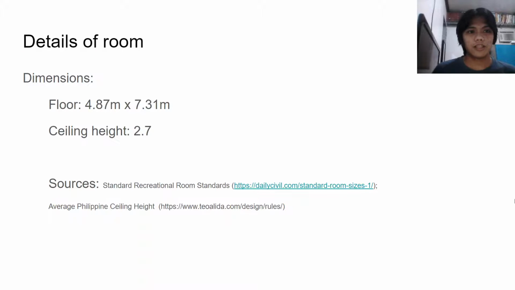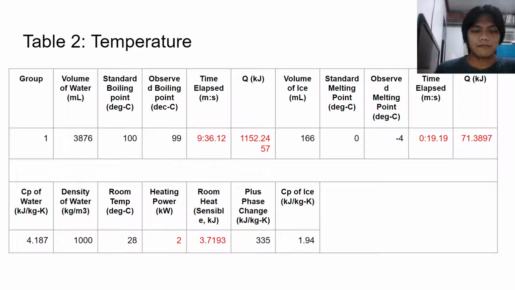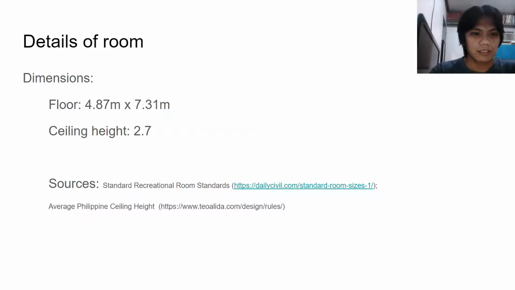And then for the details of the room, this is important for calculating the heat. So we have decided to research it, and on the internet we found the standards for standard recreational room, and the floor area, as stated there, on average, it was 4.87 meters by 7.31 meters with the ceiling height of 2.7 meters. Again, this is from the websites shown here.